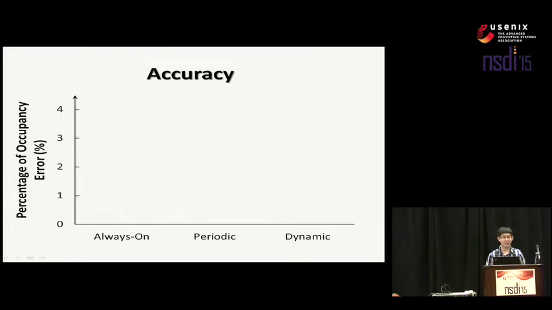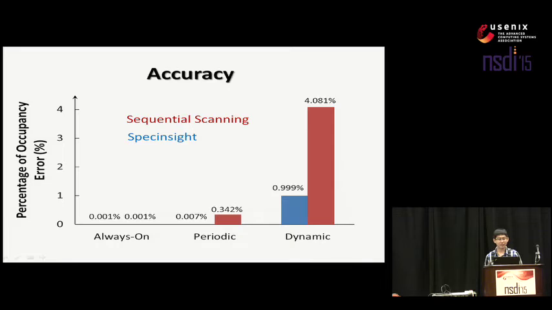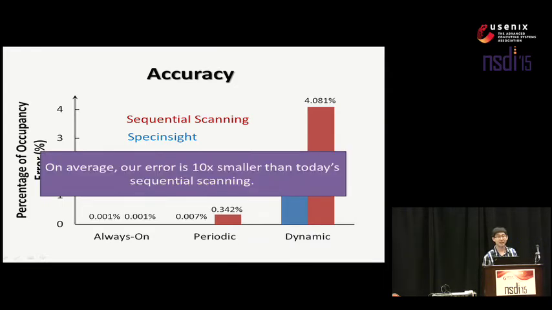This is evaluated with different types of signals, as you can see in the x-axis: always on, periodic, and dynamic signals. The red bars show the error of sequential scanning, and the blue bars show the error of SpecInsight. As you see, for periodic signals, we have almost 1,000 times better, and we are also much better in dynamic signals. If we average across all types of signals, SpecInsight's error is 10 times smaller than today's sequential scanning.